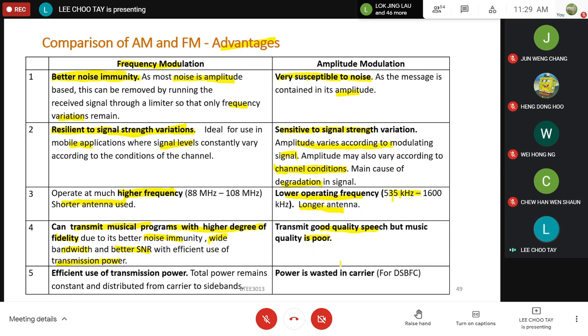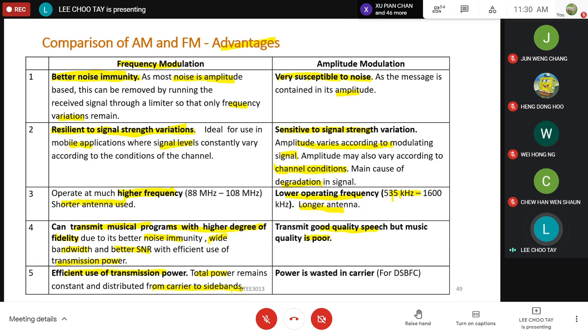And coming to the last advantage of FM over AM, as I mentioned briefly in number 4, the transmission power in the FM signal is more efficiently used. More efficient in the sense that the total power is constant and distributed from the carrier to the sidebands. The proportion between the carrier component and the sideband components depends a lot on the modulation index.